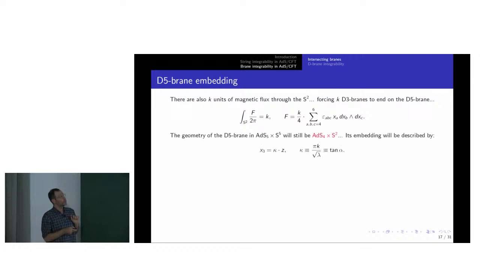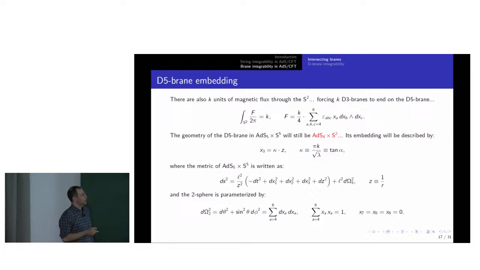But one can show, by going to the DBI analysis, etc., that the geometry will still be AdS4 cross S2, and it will be stable. So even if K is 0 or K is non-zero, this geometry of the brane is stable against perturbations. And moreover, the embedding of the D5 brane will be described by these equations here, where this is actually fluxed in the units of inverse square root of lambda.